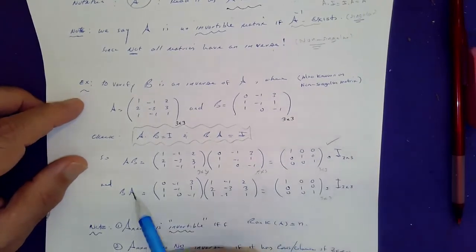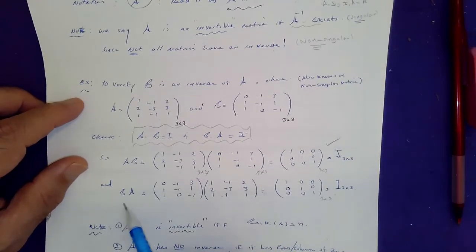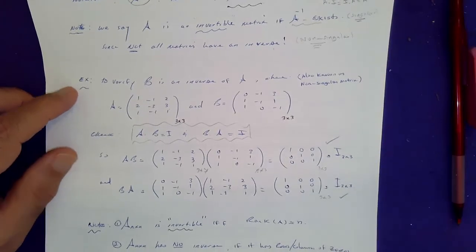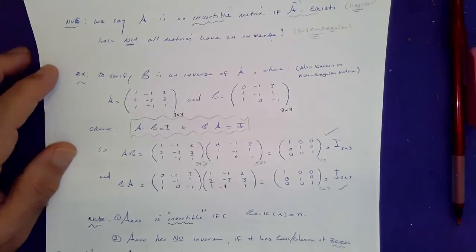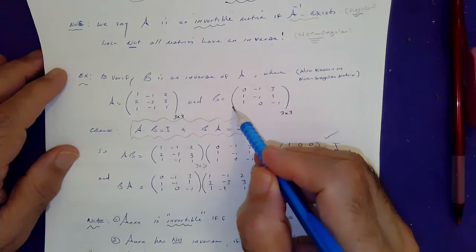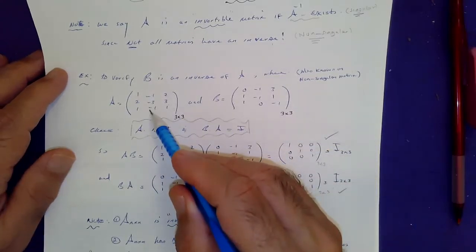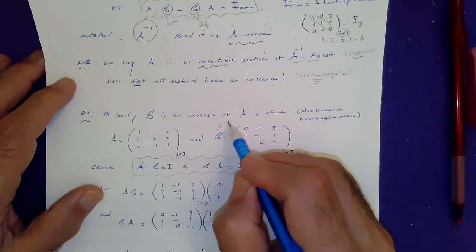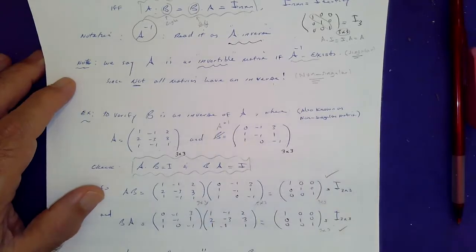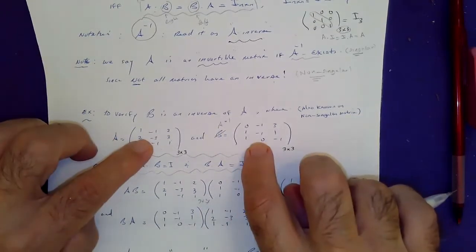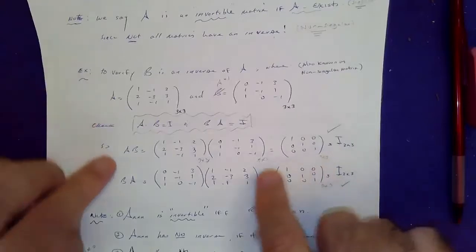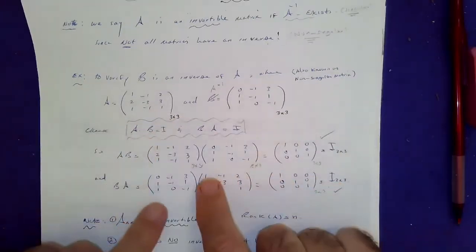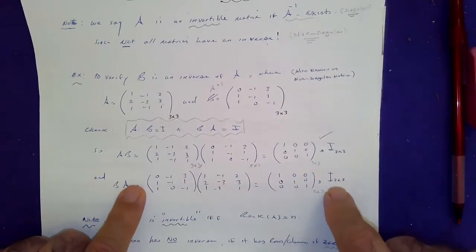But that's not good enough. You also have to check the other direction, B times A, and that also gives you the identity matrix. Therefore we say, aha, matrix B is the inverse of matrix A. As a matter of fact, I can come back here and call this A inverse, because this guy is the inverse of this. How did I know that? When I multiply these two matrices together, regardless of the order, I came up with the identity matrix.